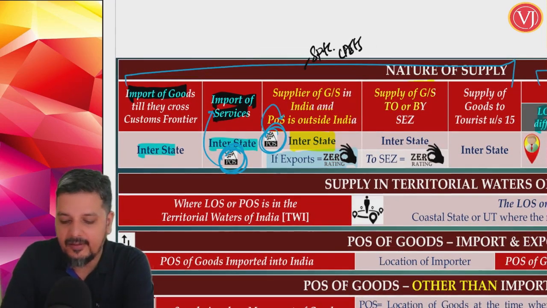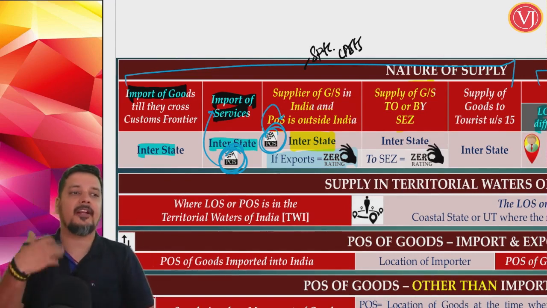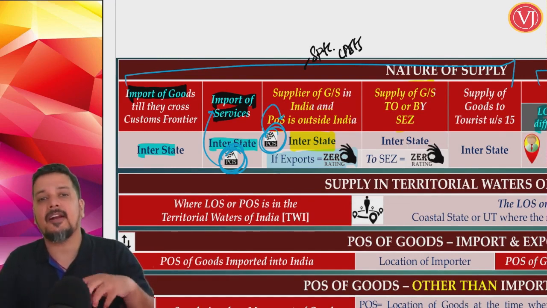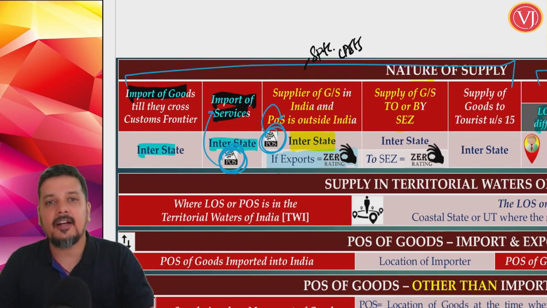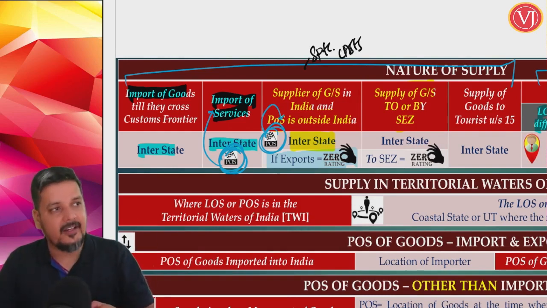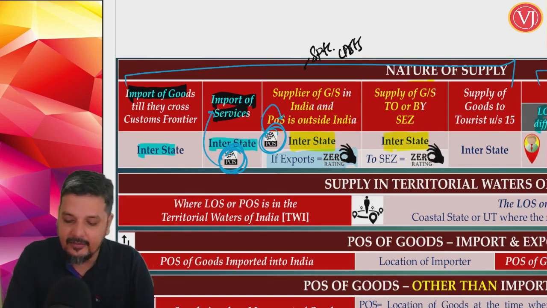Right. Now, another special point: supply by SEZ or supply to SEZ, whether I am purchasing from special economic zone or I am selling to special economic zone. SEZ is always treated like foreign territory within India. Purchase from SEZ, interstate, IGST. Selling to SEZ, interstate, IGST. It is always interstate.